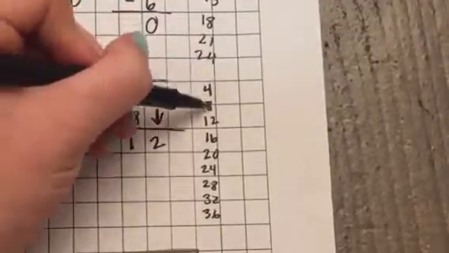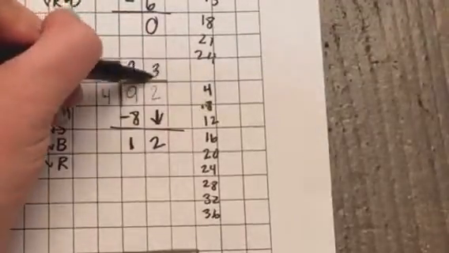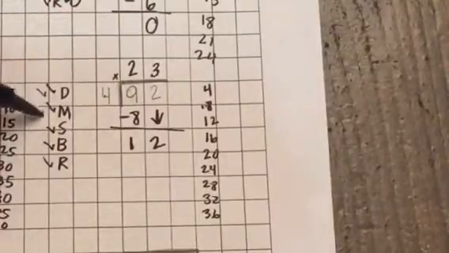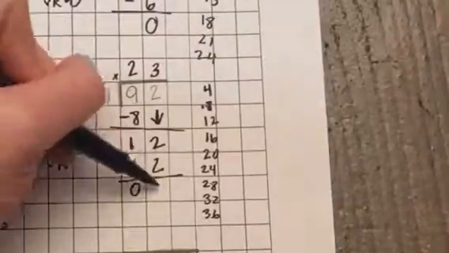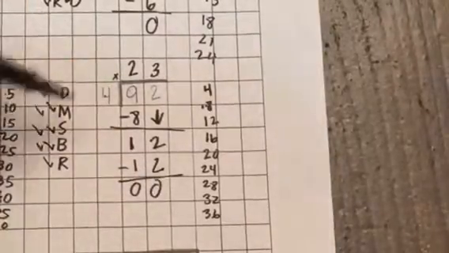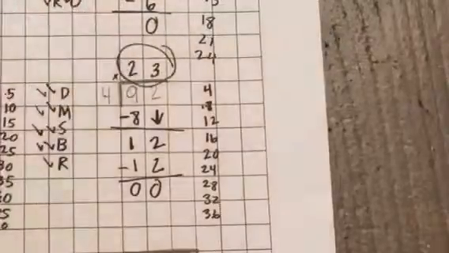And I need to see how many times does 4 go into 12. 1, 2, 3. Goes in exactly 3 times. 4 times 3 is 12. Going to subtract. 1 minus 1 is 0. 2 minus 2 is 0. There's nothing else to bring down or repeat. So my answer is 23.